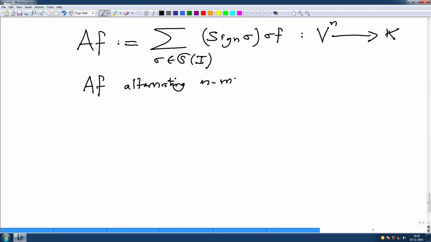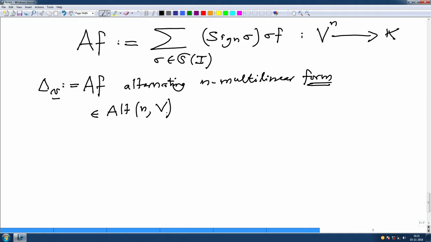An n-multilinear form, a form because the values are in k. And this is what I want to check. I want to take delta V, by definition this. Because it is alternating and multilinear, it definitely belongs to Alt^n V. And all that we want to show now is that delta V is enough, therefore we only need to show that delta V evaluated at V1 to Vn is 1.